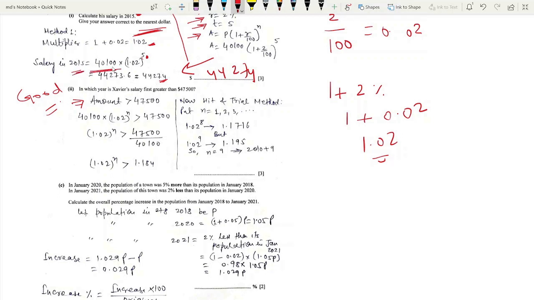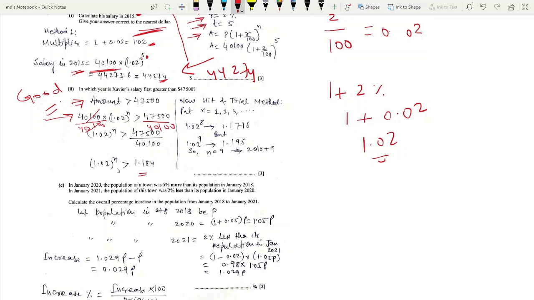Multiplier method says 40,100 times multiplier to the power n, number of years, right? So 40,100 times 1.02 to the power n. I have considered n as number of years. Like previously it was a 5 year gap. So here which year it will be, I don't know, so I have considered it as n. Now I got this inequality. First I have divided both sides by 40,100. So this 40,100 got cancelled. I will get 1.02 to the power n, and this is 47,500 over 40,100. Just use calculator, you will get 1.184, right?